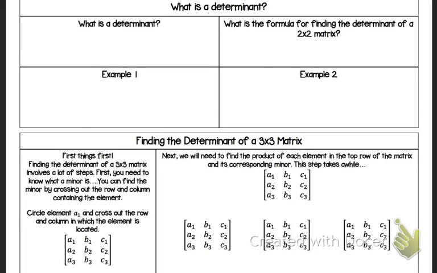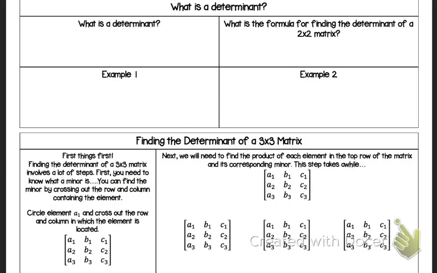Howdy, everyone. Welcome back. Today we are doing some more matrix stuff. We're going to look at determinants and also inverse matrices today. So this may seem a little bit complicated, but once you get the hang of it, it's really not bad.